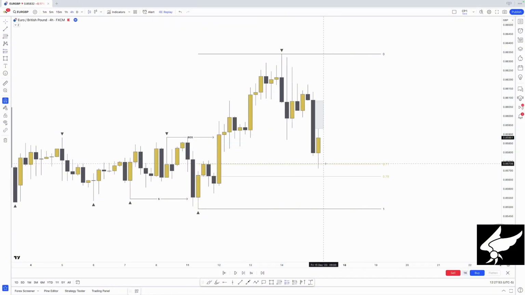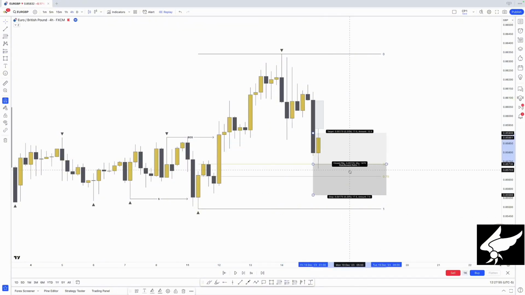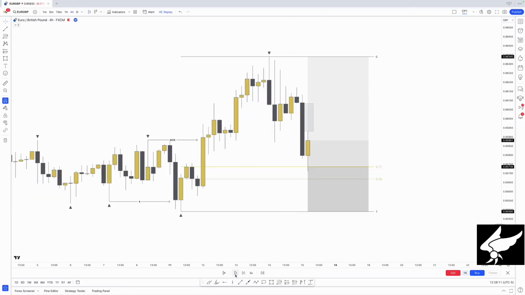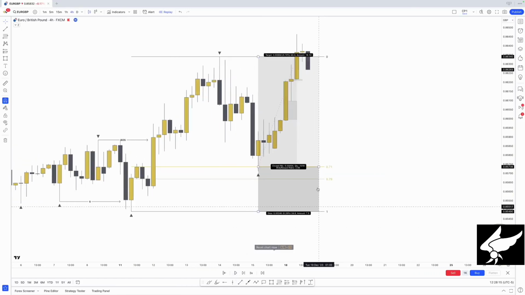I moved price forward a little too quickly here, but you get the point. This is obviously replay mode. It's not a live trade. Take profit at the swing high, stop loss at the swing low, and let's play price forward. And there you have it.